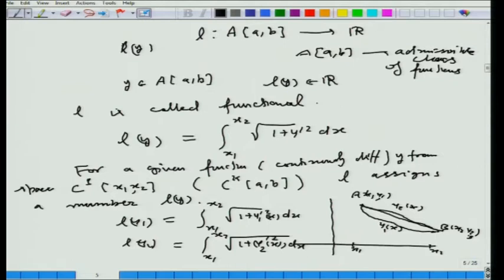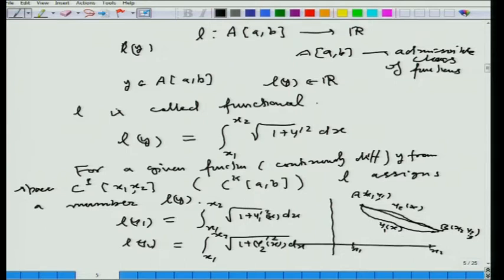So, for example, in this case you have two curves y 1 and y 2, and L assigns a number L y 1 and L y 2 to each of these curves joining these 2 points a and b, and these y 1 and y 2 are from the class of admissible functions. They are such that y 1 prime and y 2 prime are piecewise continuous, so that the integral defining their lengths is well defined.